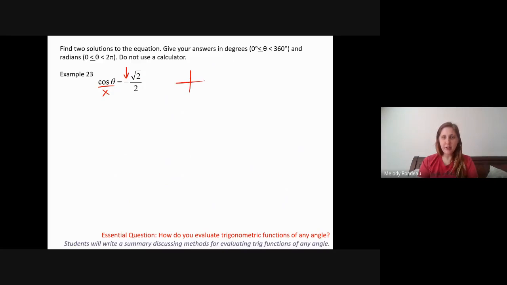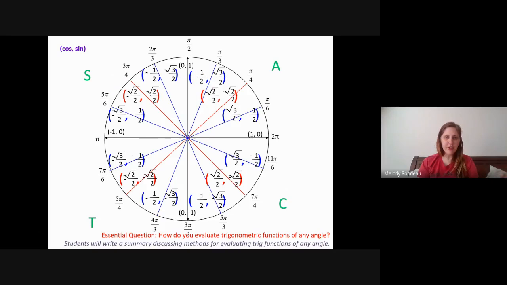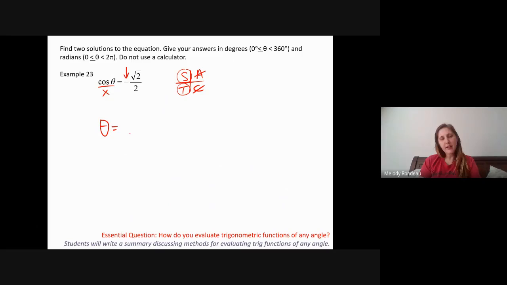We have a negative, so I'm going to go, all students take calculus. Last time we looked for positive values. So positive places would be the first quadrant and the fourth quadrant, which means negative is going to be quadrant 2 and 3. So same kind of thing. I'm going to go forward and look at this. Quadrants 2 and 3, x value of negative √2/2. My angles are 3 pi/4 and 5 pi/4. So then I'm going to go back and say theta has to be 3 pi/4 and 5 pi/4. And then I'm going to translate that back into degrees.